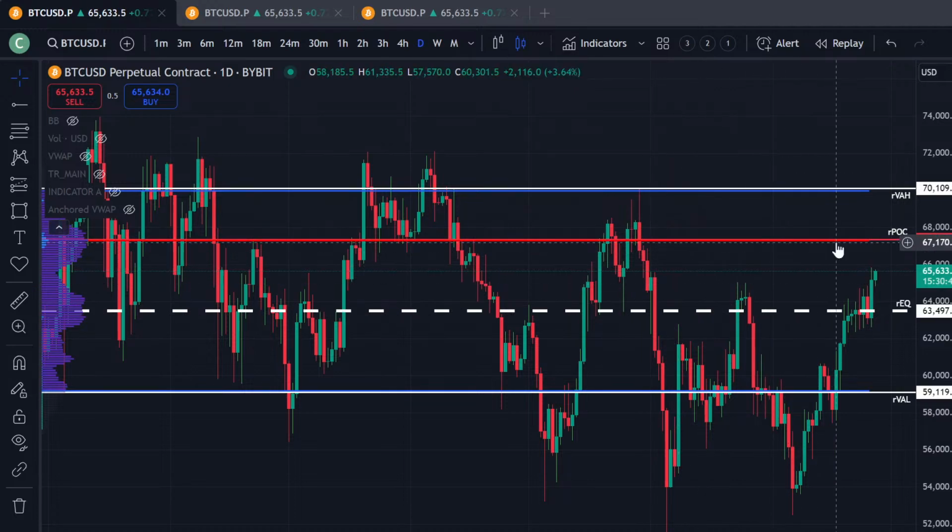We can go down, we can go up. I expect this to come up to the point control, so at 68. That's where I expect. I think we might get higher as well, but we still have the channel in there. Okay.